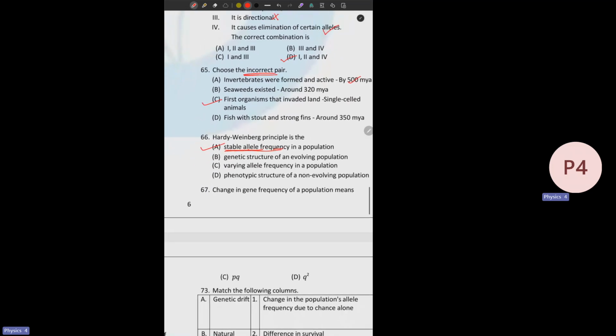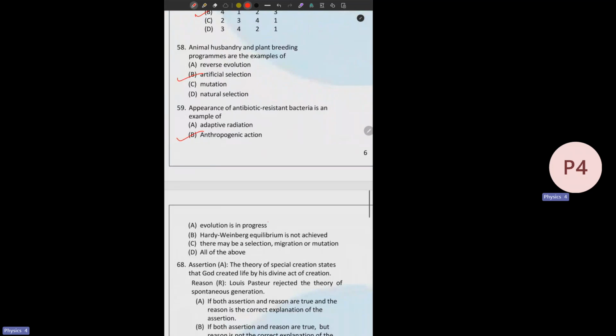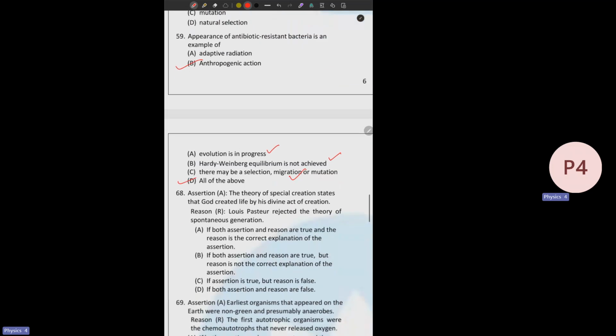Change in gene frequency of a population means that the evolution is in progress. Yes. Hardy-Weinberg equilibrium is not achieved. It got disturbed. Yes, there may be selection also. There may be migration or mutation. So all of the above. Next, the theory of special creation states that God created life by his divine act of creation. Correct. Louis Pasteur rejected the theory of spontaneous generation. Yes, but this is not the correct explanation of A. So B is the correct answer.